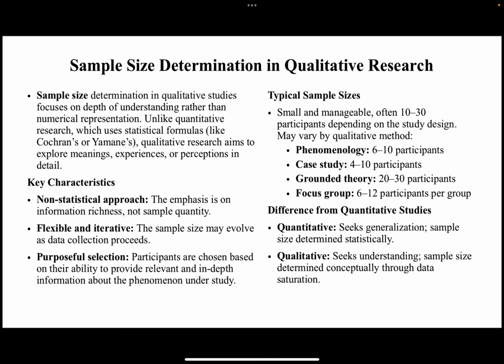under study. Let's look at types of qualitative study and the appropriate sample sizes. For small and manageable studies, often you can do between 10 to 30 participants depending on the study design. For different qualitative studies, here are the sample sizes you can consider. If you are doing a phenomenological study, you can consider between 6 to 10 participants. For a case study, 4 to 10 participants. For grounded theory, 20 to 30 participants. For focus group discussion, 6 to 12 participants per group.